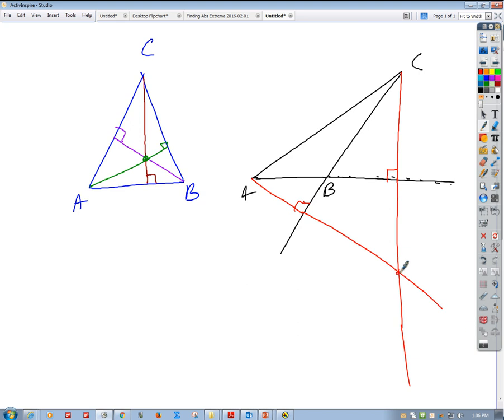Well, what do you suppose happens if I drop an altitude down from B? There it is, right? But if I continue that altitude, if I extend it, look what happens. They still cross at the same place. It's pretty bizarre.